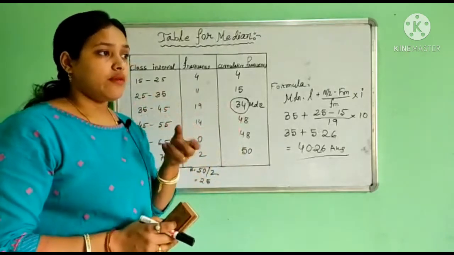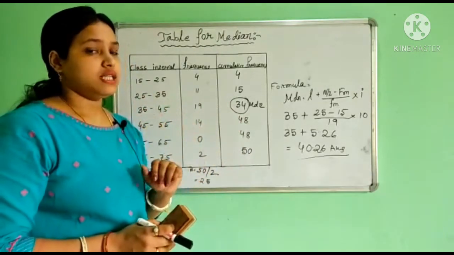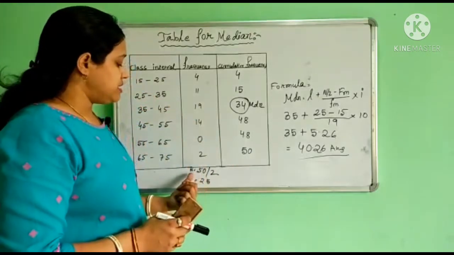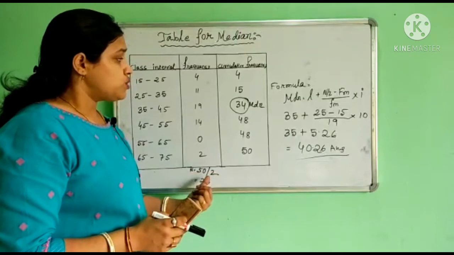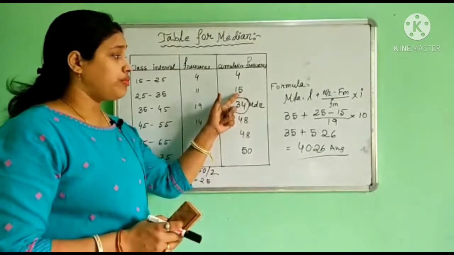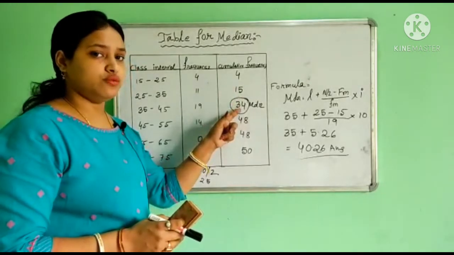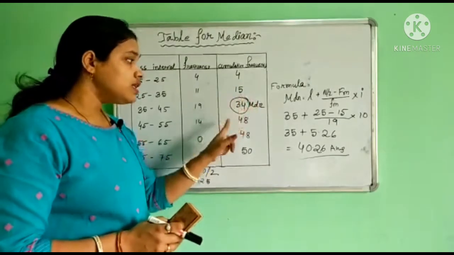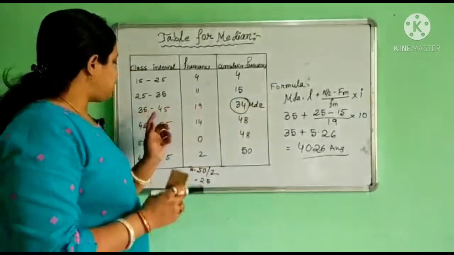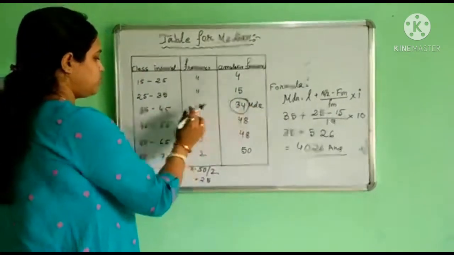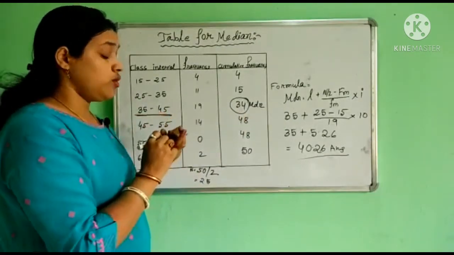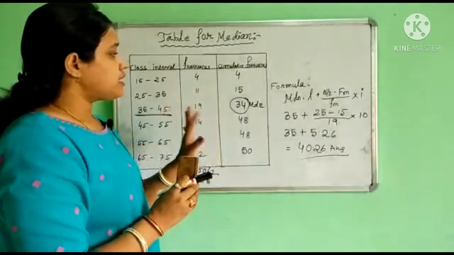After that we have to find the median class. What is the procedure to find the median class? n divided by 2 is 25. This 25 is more than the cumulative frequency 15 but less than the next cumulative frequency, 34. So this is our median class. Median class means the class interval in which the cumulative frequency 34 lies, that means 35 to 45.